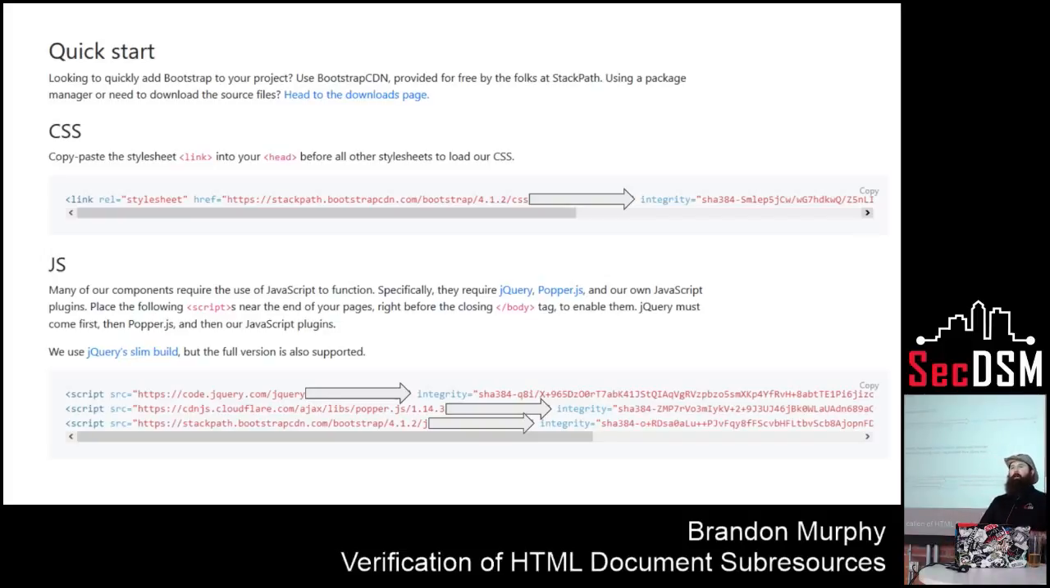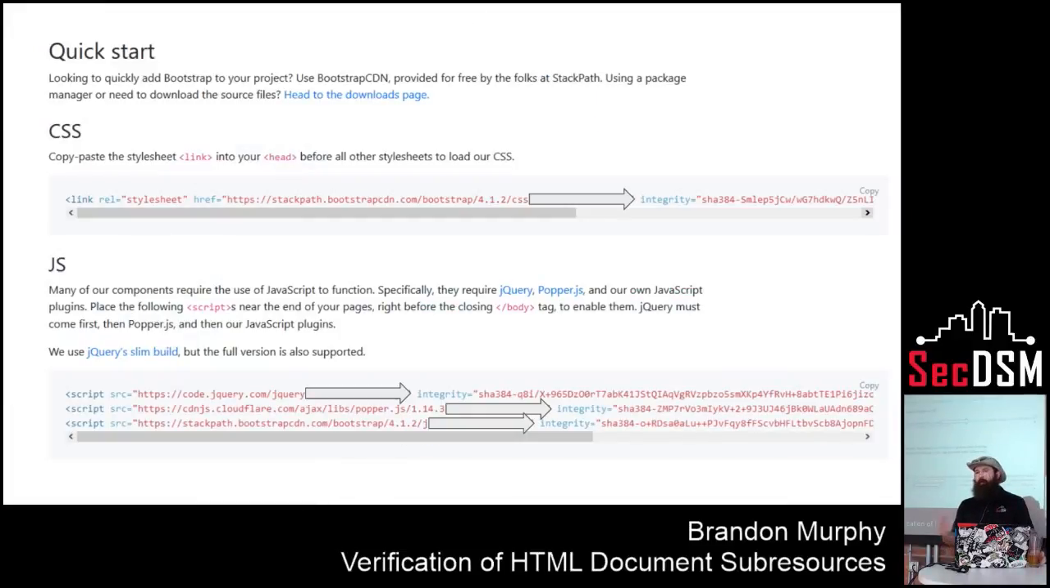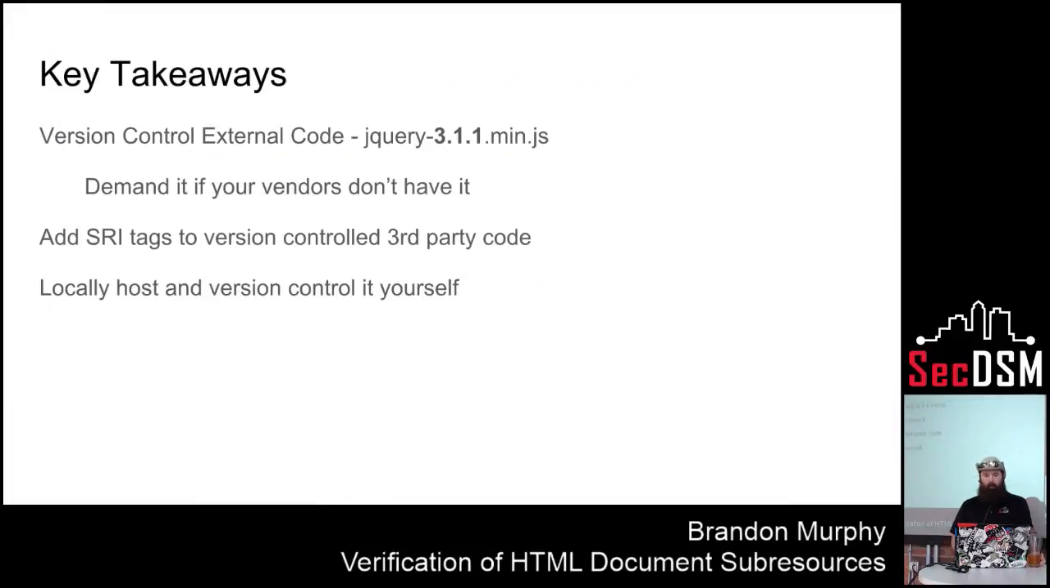This is kind of where SRI doesn't work: if you're like Stripe and you simply tell your users, just use the latest code, you can't version control it. You can't apply the hash because Stripe is changing their JavaScript code all the time. And so they don't provide you a methodology to do version control or even enforce SRI, because that hash could change all the time. Whereas Bootstrap and jQuery provide you the ability to do so.